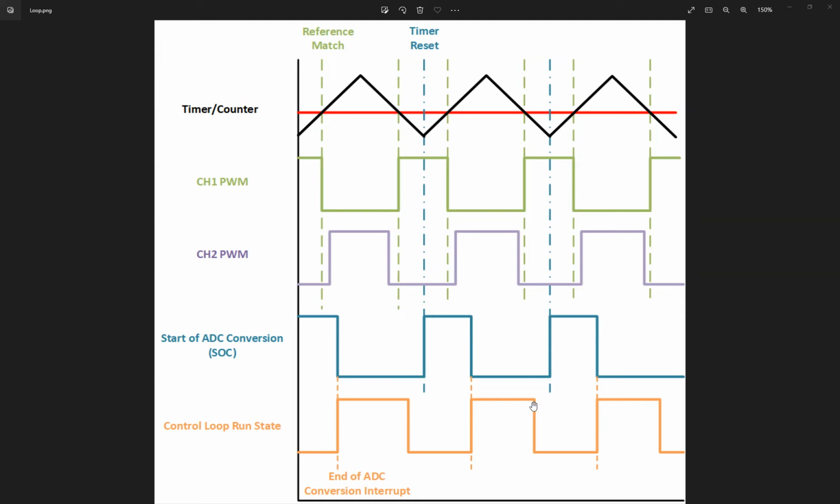So we get the new duty cycle here, then we change the new value from here. So the new duty cycle will be applied from here. So it will then generate the new PWM. So this is a continuous process. We have a PWM, it starts the conversion, gets the values of the measurements, and then the measurements are used for computing the duty cycle for the next PWM to be generated.